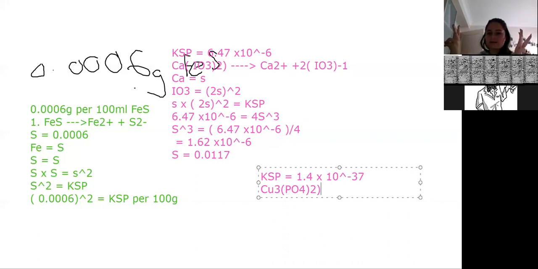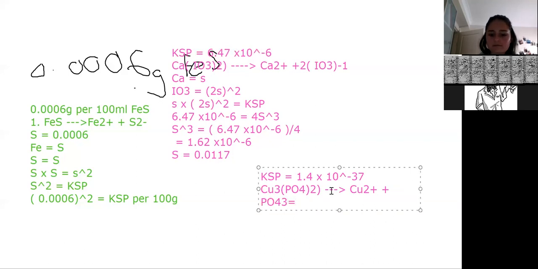Does that make sense? You mean copper's already got 3, so you mean that's the final product. No, that's the final product. Because if I'm going to write my equation, which we will, it's going to be Cu2+ plus PO4 3 minus. Yeah, that's what I meant.